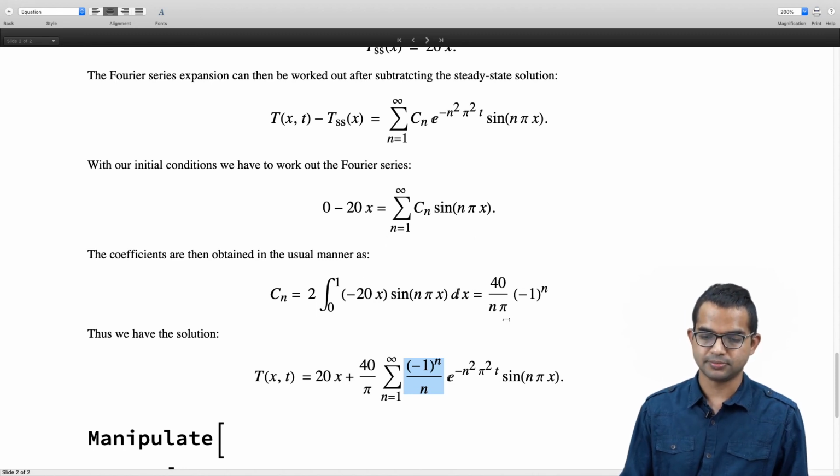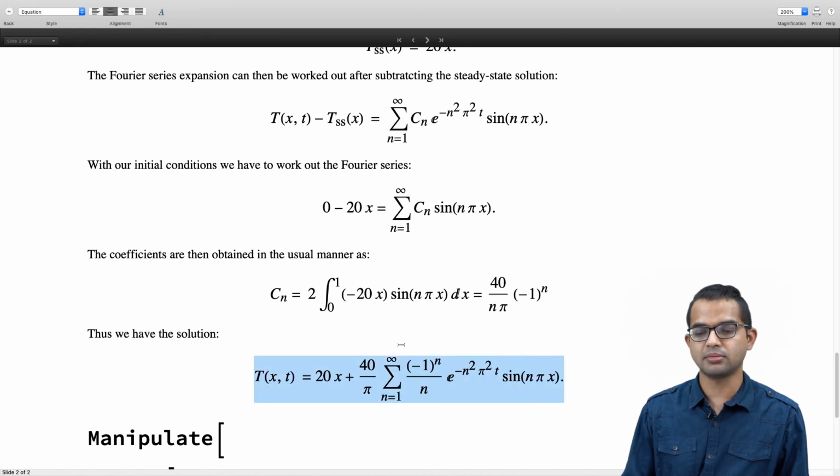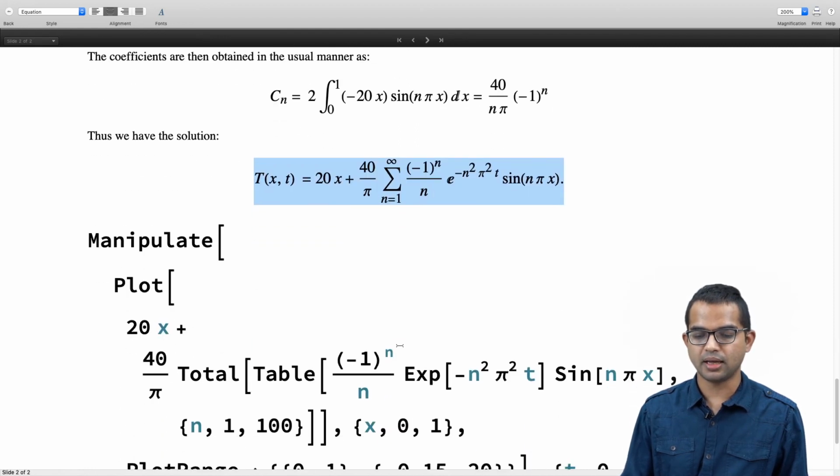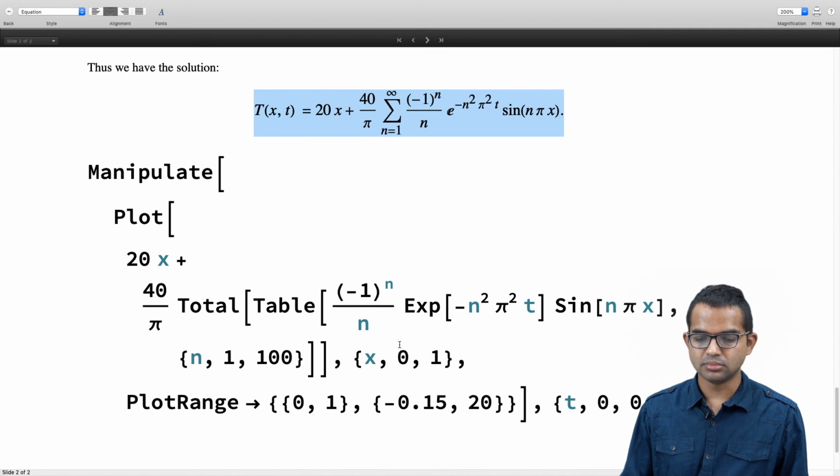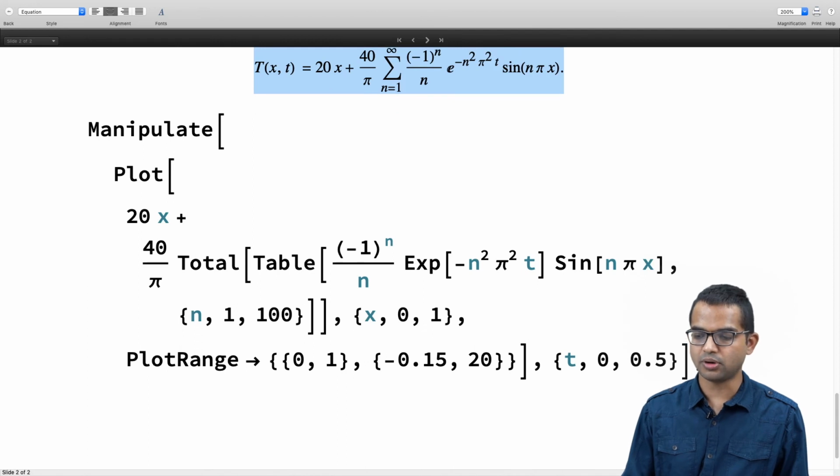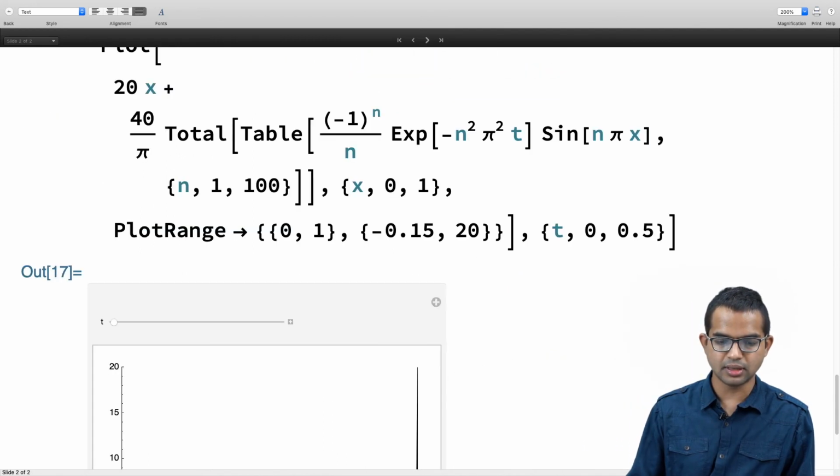This is the final answer, which we can check by plotting it. I have truncated this series to 100, so n goes from 1 to 100. I have made a table, I have taken the sum, and then let me just plot it for you. We don't have to go into the syntax of this.